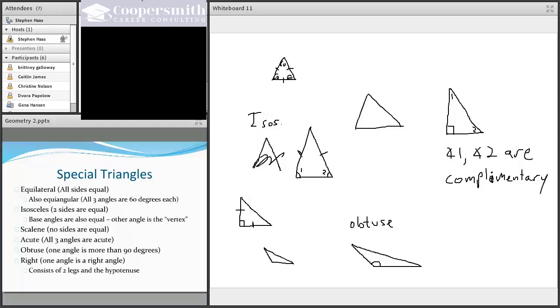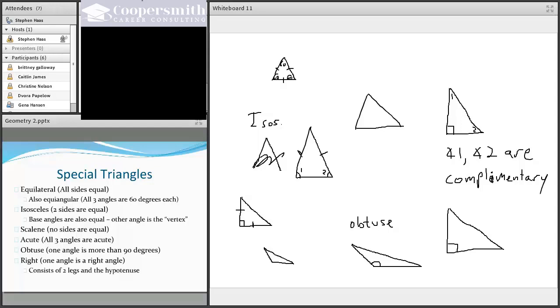No, can't do that. Equilateral means all three sides have to be equal. In a right triangle, does one of the sides have to be bigger than the other sides? The answer to that is yes. The side opposite the right angle has to be the biggest one. This one over here, the slanty one, the one going down the right side, exactly.